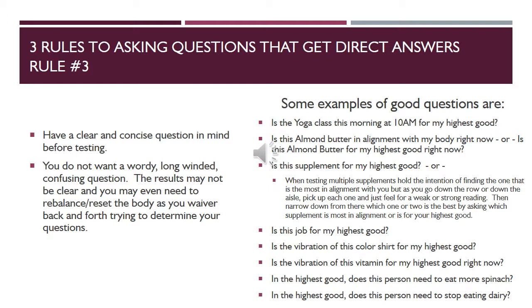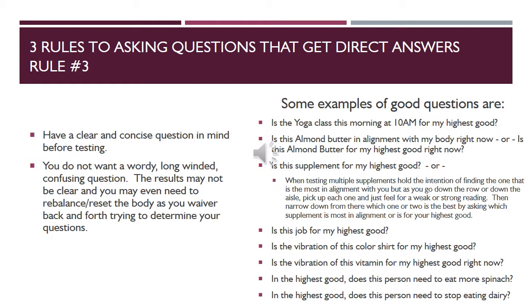Another example, is this almond butter in alignment with my body right now? Or is this almond butter for my highest good right now? Is this supplement for my highest good? When testing for multiple supplements, you can hold the intention of finding the one that is the most in alignment with you when you're standing in a store. So as you go down the row or down the aisle, you can pick up each one or touch each one and just feel for a weak or strong reading.